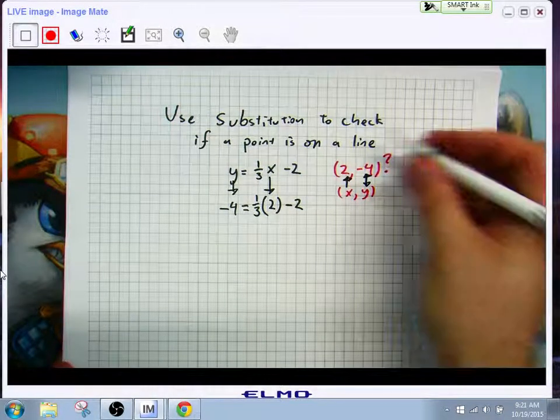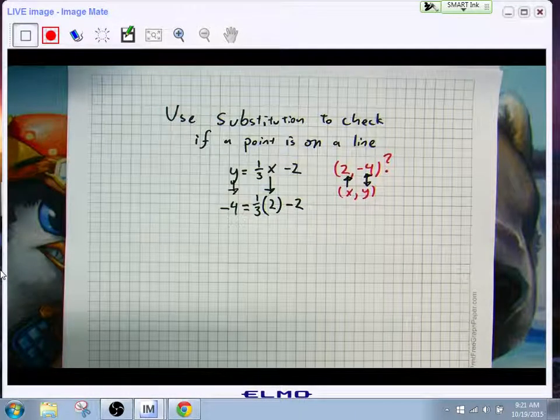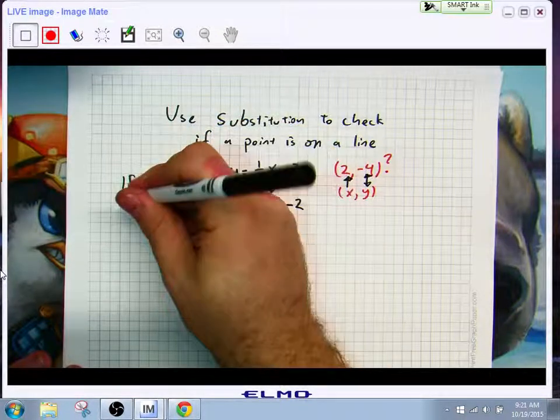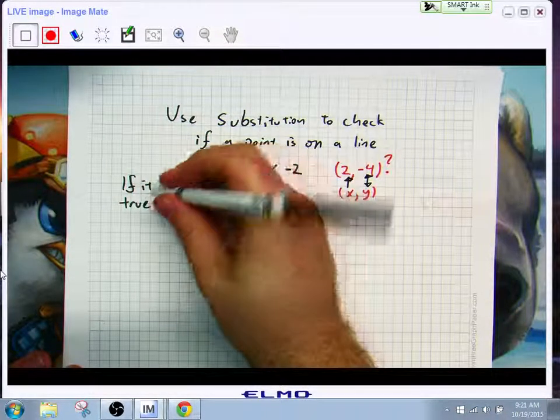So now that I'm doing this, I'm not solving for a variable this time, right? It's not like I was given x and I'm being asked to find y. Instead, what I'm trying to see is if this is true. So if it is true, what does that mean? What does it mean for it to be true?